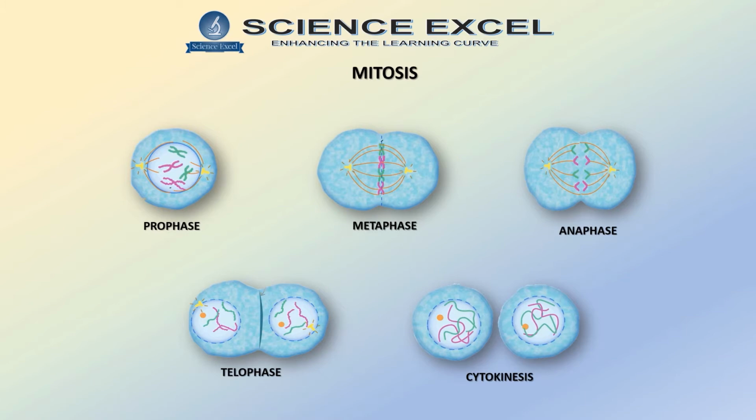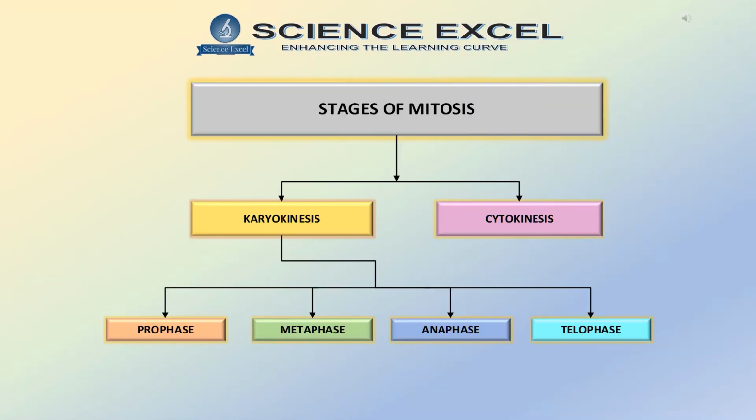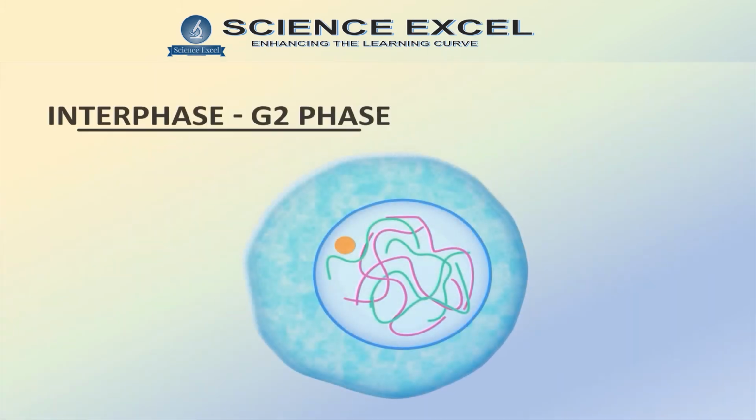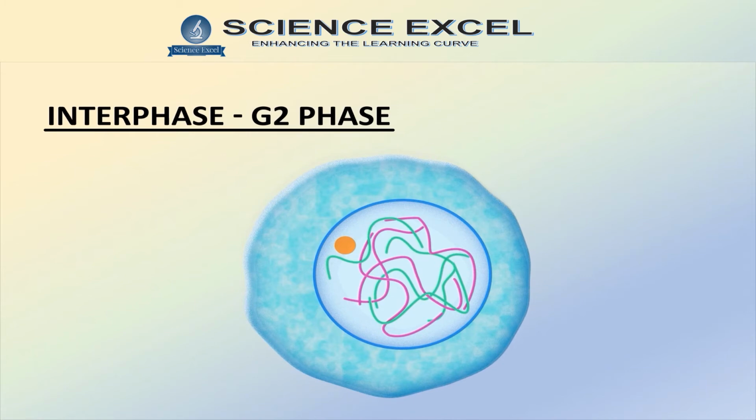Let's understand this process. There are two stages of mitosis: karyokinesis, which is the nuclear division, and cytokinesis, which is the cytoplasmic division. Karyokinesis is further divided into four phases: prophase, metaphase, anaphase, and telophase. You can remember the order of the phases with the acronym PMAT. Let's start by looking at a cell right before it begins mitosis.